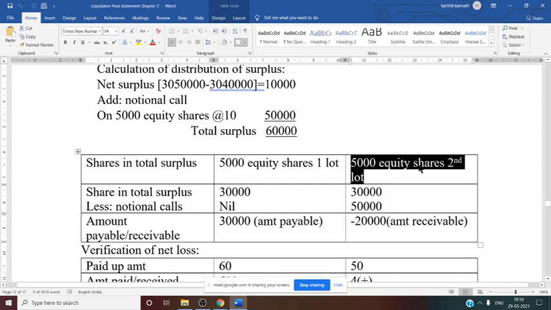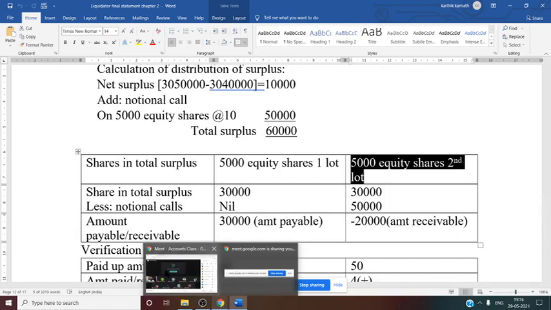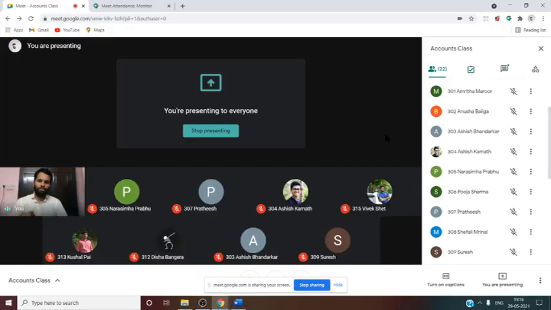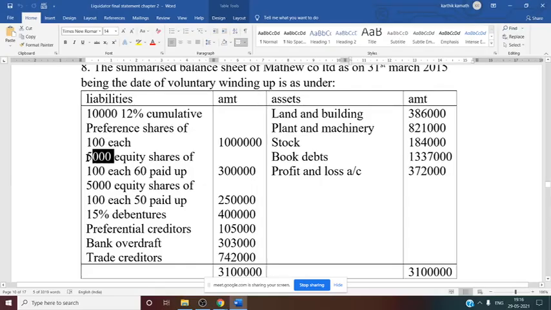So how to divide this? You have to see a ratio. We want a ratio to divide the surplus. How to get the ratio? Ratio is nothing but the total number of partly paid shares given. If you see the question, the total number of partly paid equity shares in the first case is 5,000, and in the second case is also 5,000. So 5,000 is to 5,000 is nothing but 1 is to 1. It is very simple, 1 is to 1 is our ratio.